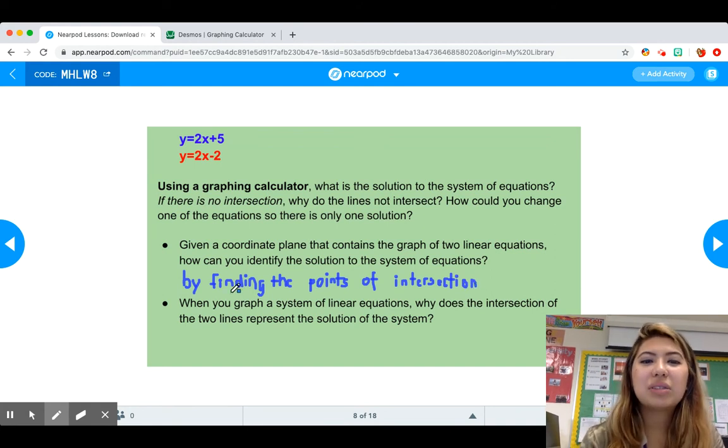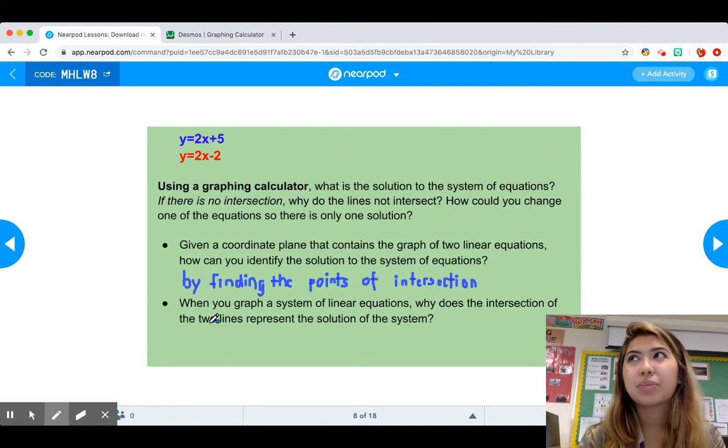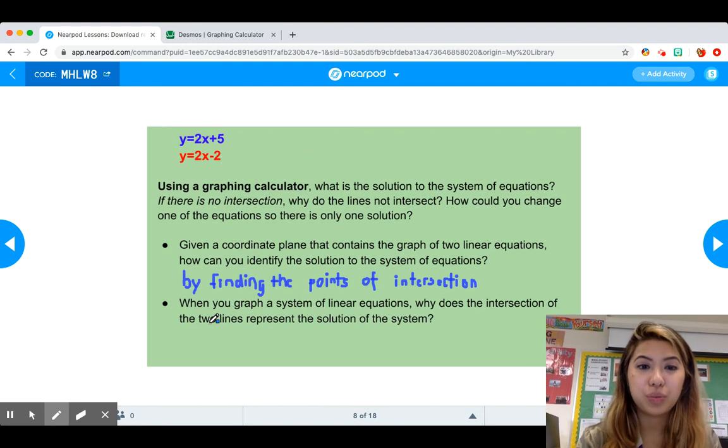And when you graph a system of linear equations, why does the intersection of the two lines represent the solution of the system? It's because the x and y values satisfy, or make true, both equations.